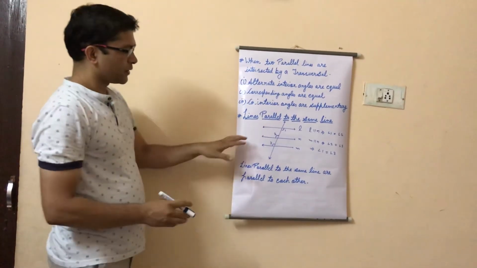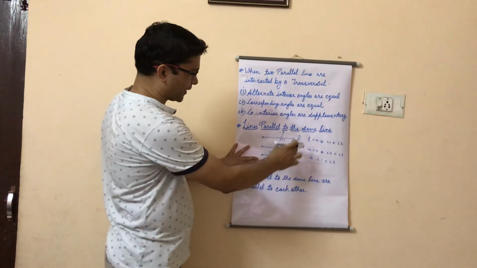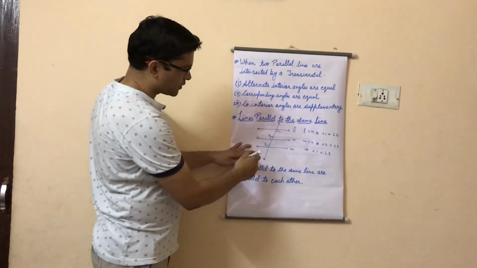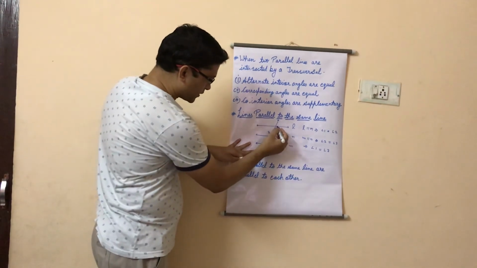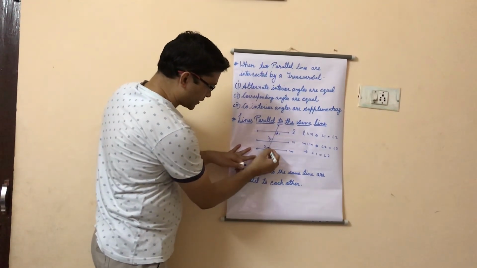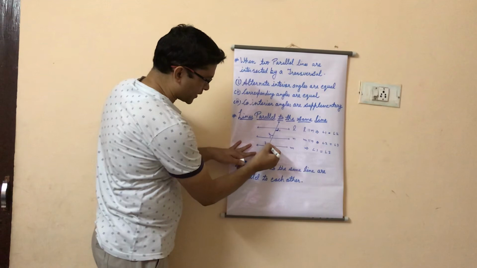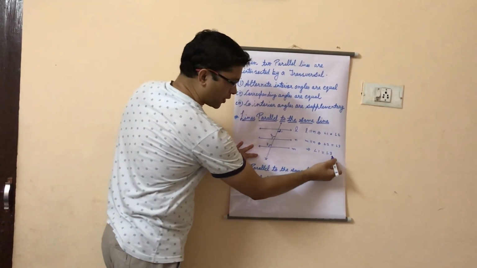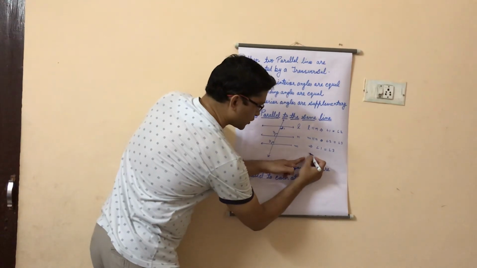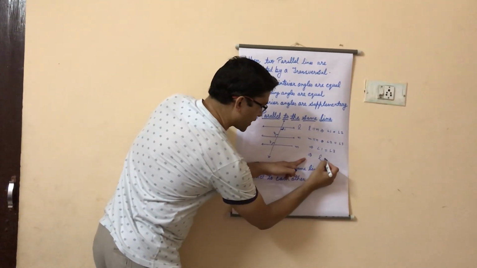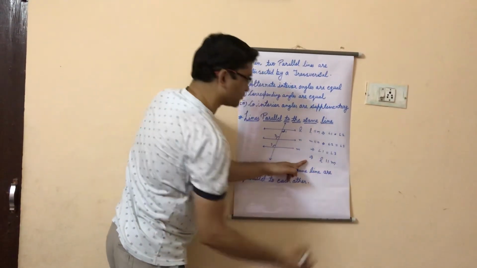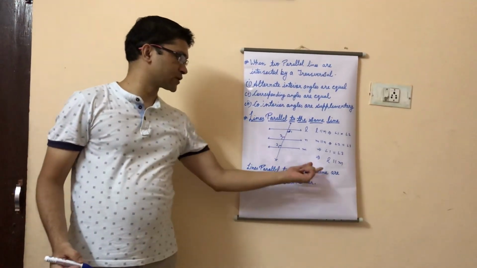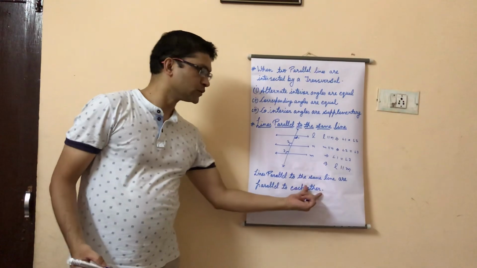Now if I look at lines L and M and this transversal, then angle 1 and angle 3 make a pair of alternate interior angles, and these alternate interior angles are equal, so these two lines will be parallel. So L parallel to M. So the lines which are parallel to the same line are parallel to each other.